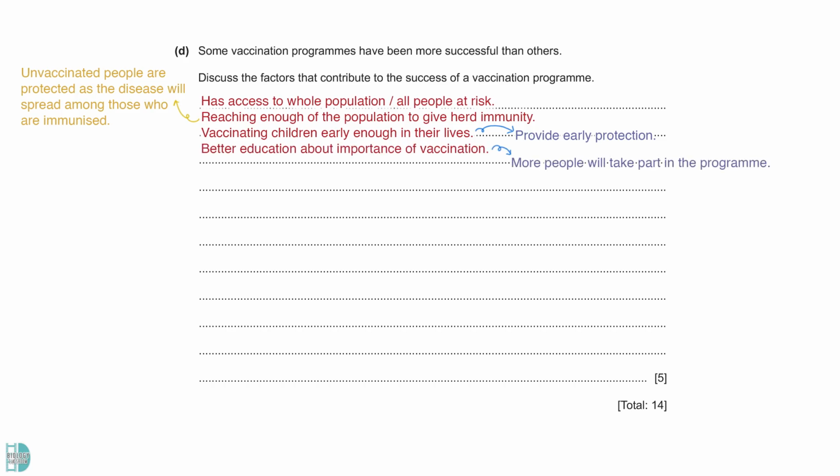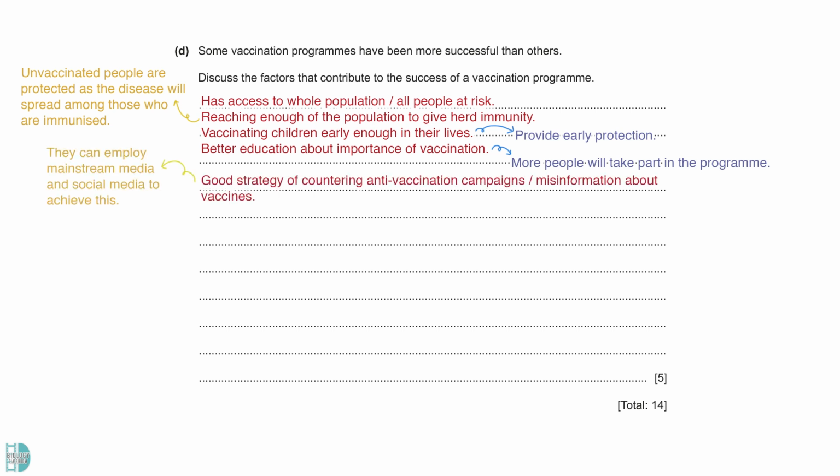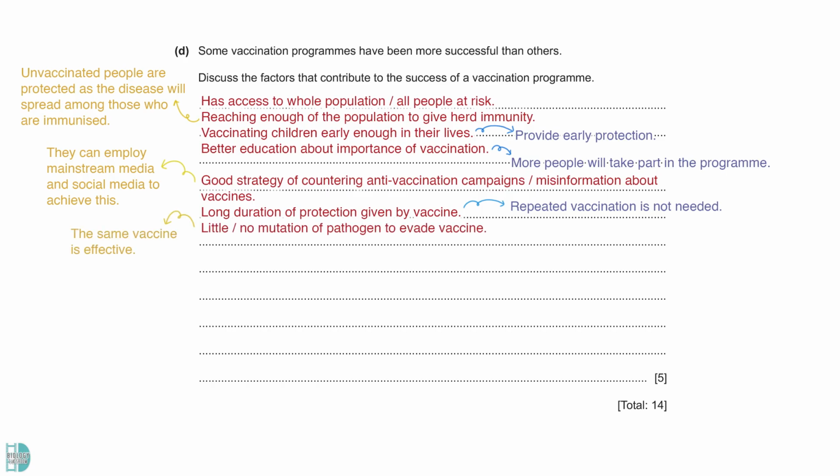If the community is better educated about the importance of vaccination, more people will take part in the program. Governments and NGOs with a good strategy for countering anti-vaccination campaigns and misinformation about vaccines will contribute to greater success. They can employ mainstream media and social media to achieve this. A vaccine that has a long duration of protection will be more successful as repeated vaccination is not needed. If the pathogen does not mutate, the same vaccine is effective all the time.